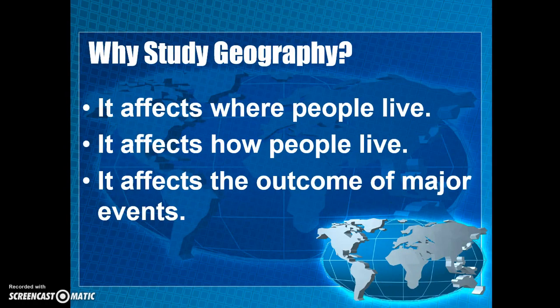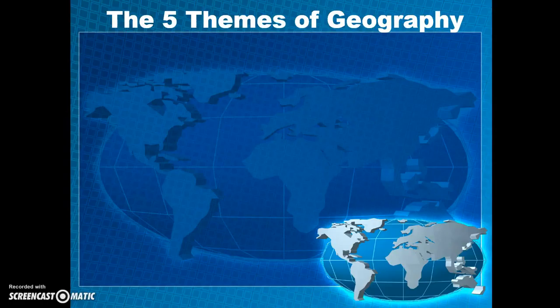And we also discussed why we study geography. Remember that geography affects where people live, it affects how people live, and it also affects the outcome of major events. So those are the reasons why we study geography, so that we can understand why people make the decisions they make and what has brought them to the point that they are today.